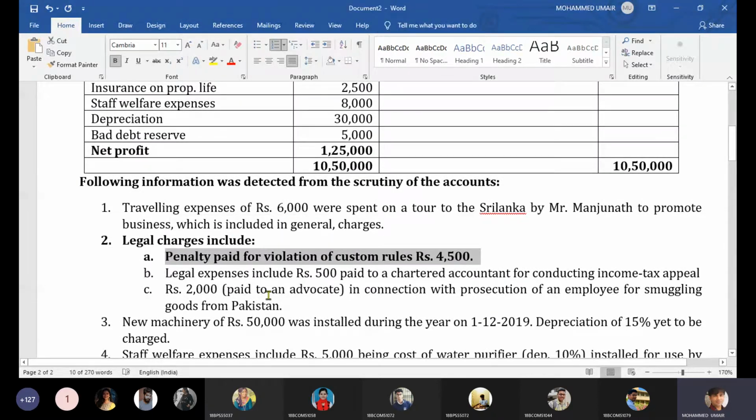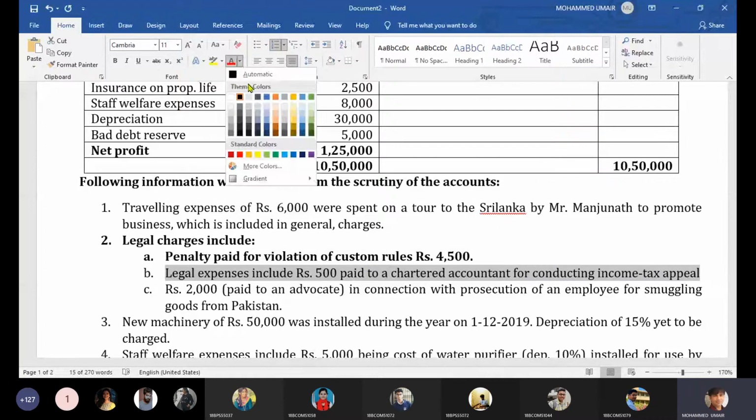Then it also says legal expense includes 500 paid to a chartered accountant for conducting an income tax appeal. Income tax appeal expense is expressly allowed by the income tax department. So this is permitted.